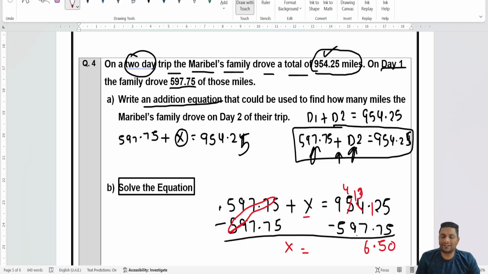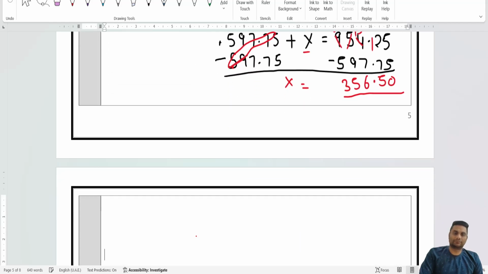Can I do 4 minus 9? No, because 4 is smaller. So 9 will give 1 here. This will become 14. This will become 8. 14 minus 9, 5. And 8 minus 5, 3. Which means on day 2 they covered 356.50 miles. Okay. This was question number 4.